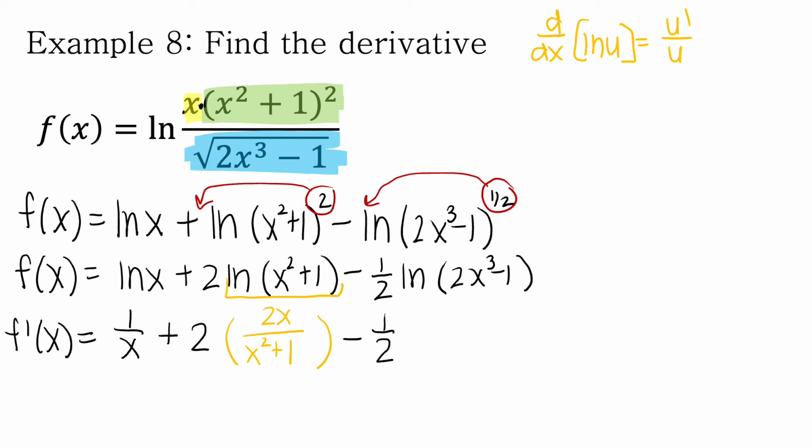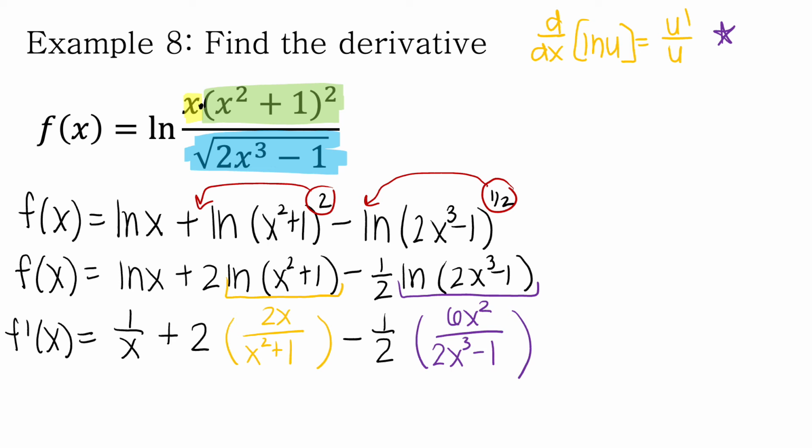And let's go ahead and take the derivative of the natural log of 2x cubed minus 1. Again, we're going to be using the derivative of the natural log of u, which is u prime over u. So the derivative of 2x cubed minus 1 would just be 6x squared over our u, which is 2x cubed minus 1.